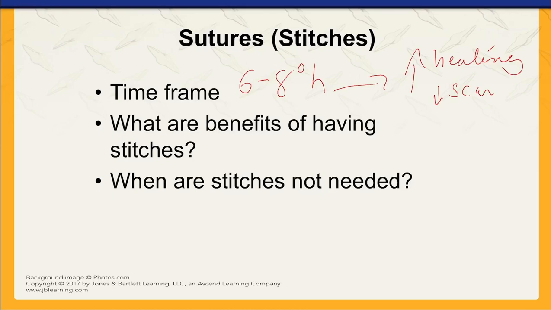A wound does not require stitches, we don't need sutures, when the edges of the skin come together. If the edges of the skin match up and they're not very far apart, through secondary healing your body is going to repair itself.